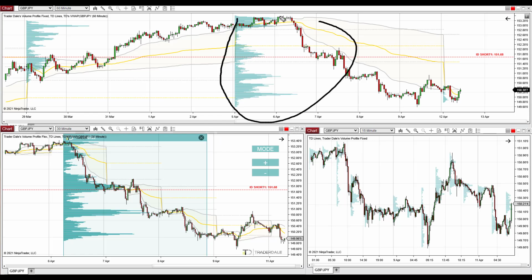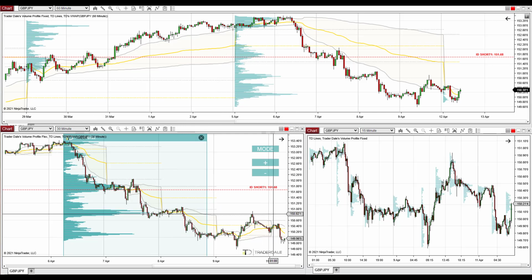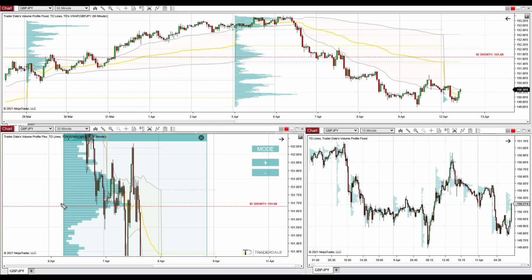It's the same as in here. This was a weekly profile. This is flexible profile. This is the level. This is where the heaviest volumes got traded. If I zoom it in, you'll see that this is the place where the heaviest volumes, right?